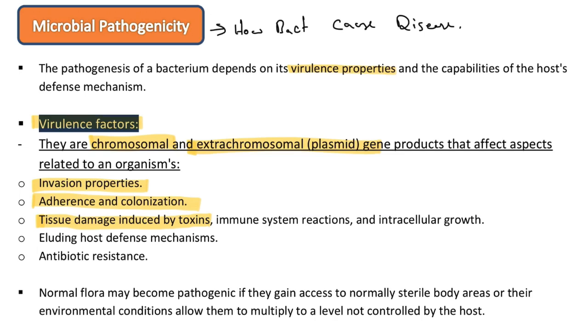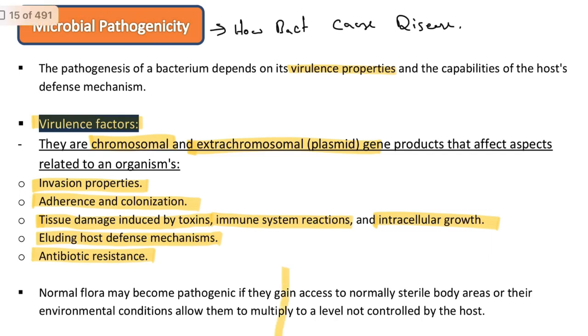Next one, immune system reactions, or you can call it immune evasion. In immune system reactions we can see capsule, for example Streptococcus pneumoniae; antigenic variation, for example Neisseria gonorrhoeae; and biofilms, for example Pseudomonas. And we can see intracellular growth or intracellular survival, for example Listeria and Mycobacterium. And eluding host defense mechanisms and antibiotic resistance. Antibiotic resistance occurs via plasmids, efflux pumps, and enzymes, for example beta-lactamase.